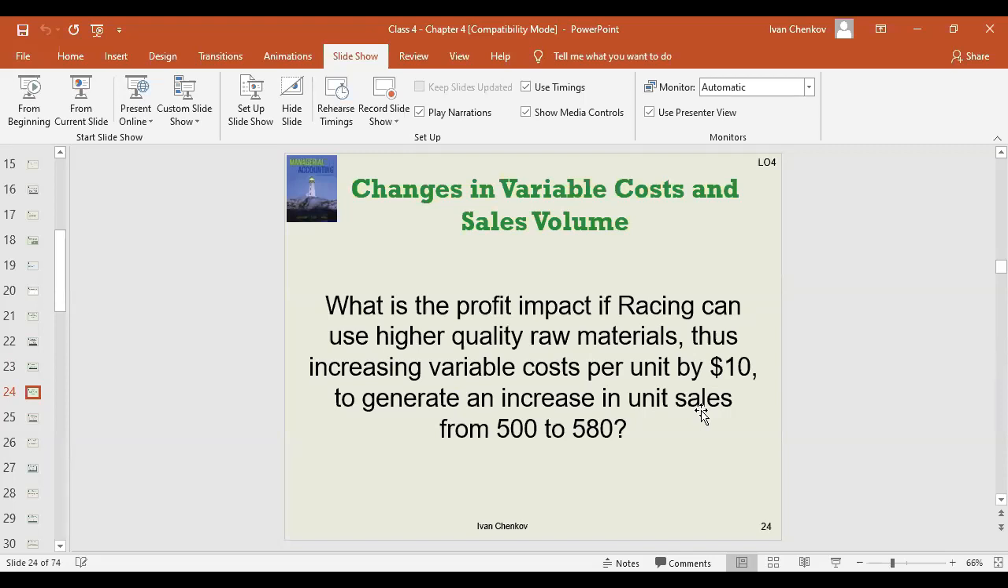if they use higher quality material? If they're using the higher quality material, they're going to increase the variable cost by $10, but it will increase the sales by 80 units. Since we're increasing the variable cost, what are we changing? The contribution margin. Our contribution margin is going to go down, correct? With $10. So instead of $200, we're going to have a contribution margin of 190.